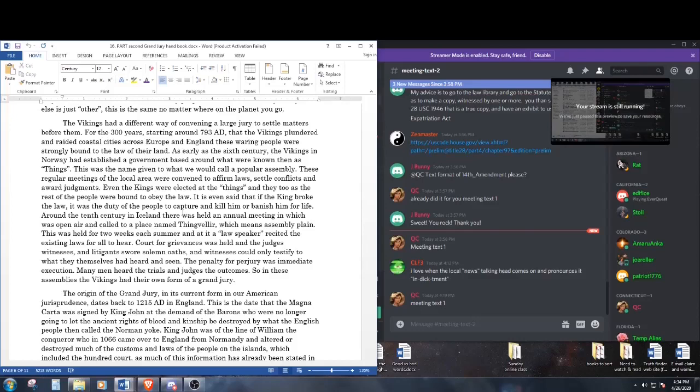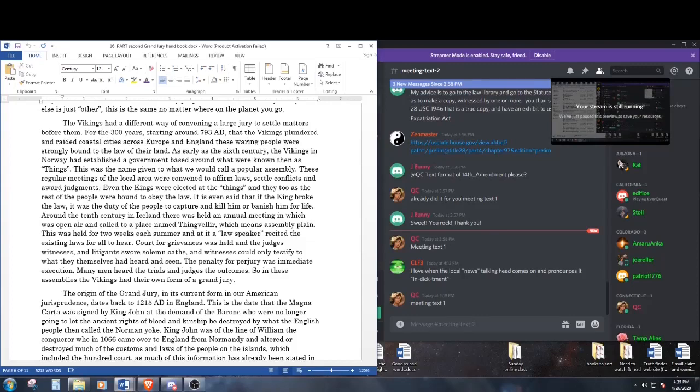And they too, as the rest of the people, were bound to obey the law. It is even said if the king broke the law, it was the duty of the people to capture and kill him. Yes, that's what that said. Or banish him for life. Around the 10th century in Iceland, annual open air meetings were held at a place called Thingvellir, which means assembly plain.